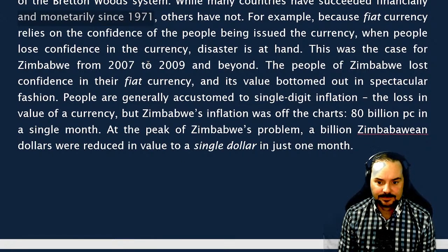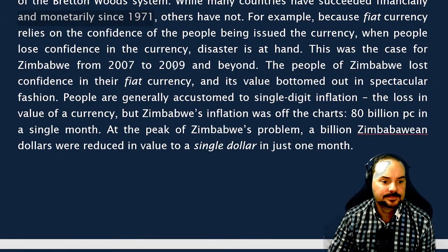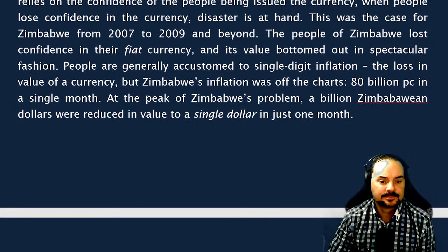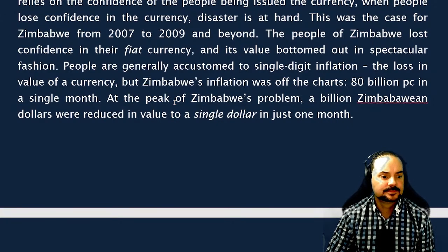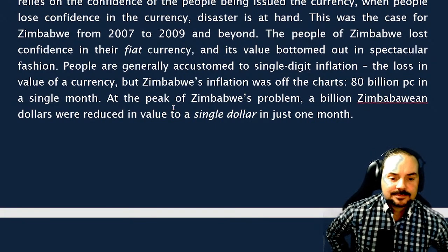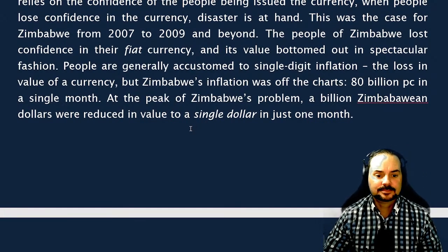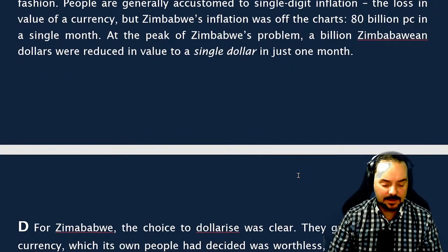People are generally accustomed to single digit inflation, the loss in value of currency. But Zimbabwe's inflation was off the chart, 80 billion percent in a single month. At the peak of Zimbabwe's problem, a billion Zimbabwean dollars were reduced in value to a single dollar in just 1 month. Okay, so ask yourself the question, what is body paragraph 2 about?